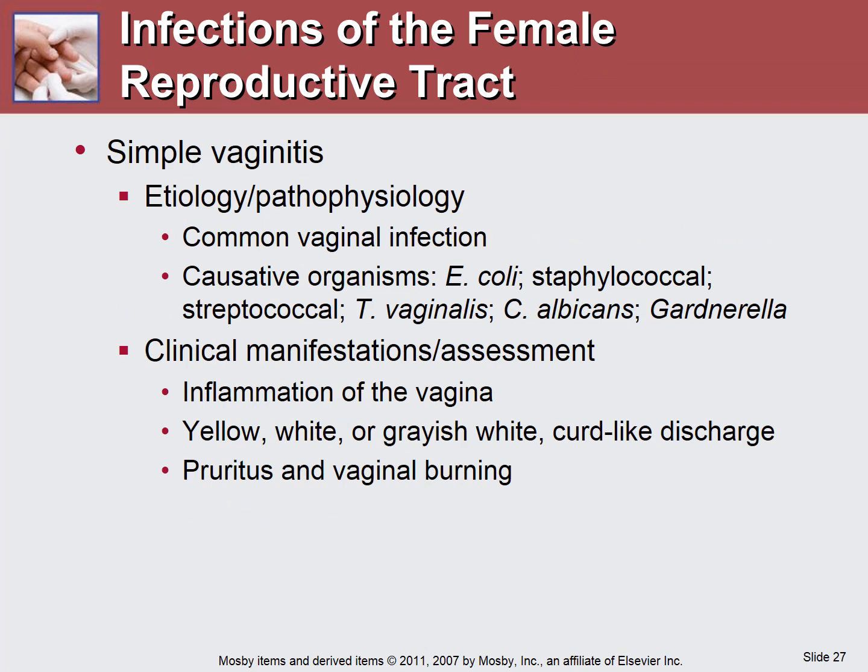So now we're talking about the different infections of the female reproductive tract. Simple vaginitis is a common vaginal infection usually caused by E. coli, streptococcus, trichomonas, or candidiasis. It's inflammation of the vagina, and the discharge depends on the causative agent: yellow, whitish, grayish, or curd-like discharge, and that shows you it's candidiasis. It's usually painful, with burning and itchiness, especially with candidiasis.